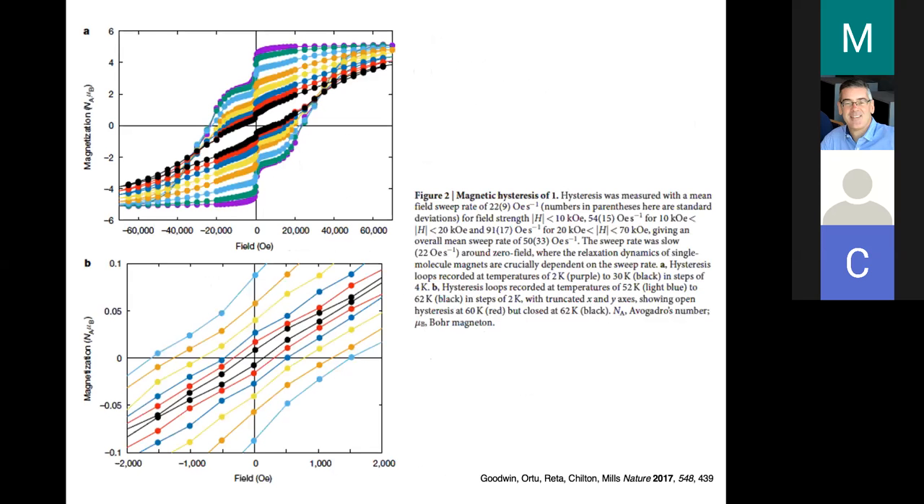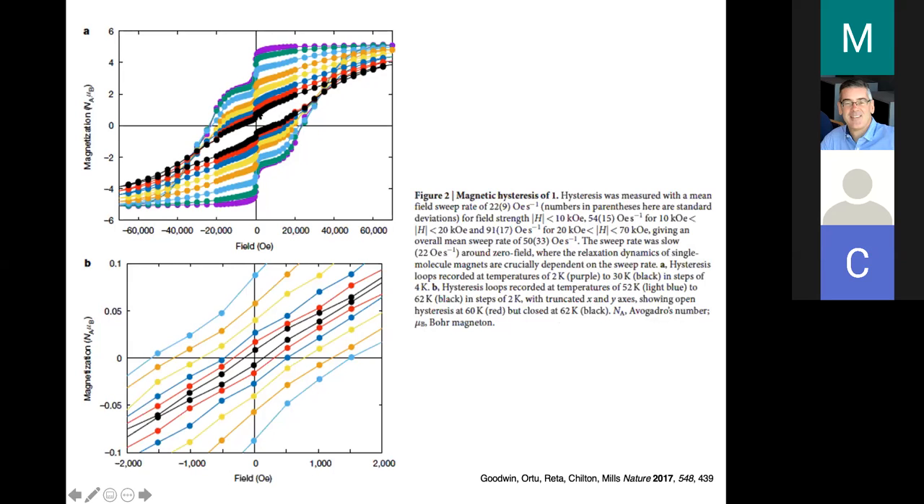And so here are just some magnetic hysteresis data showing that depending on how quickly they swept the field, they could see open loops up to as high as, I think in this case, 62 Kelvin. Of course, if you sweep quickly, then you can see hysteresis to higher temperatures. So that was an astounding result compared to previous single molecule magnets.